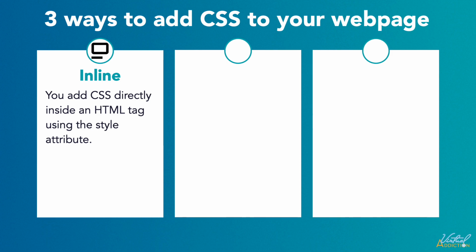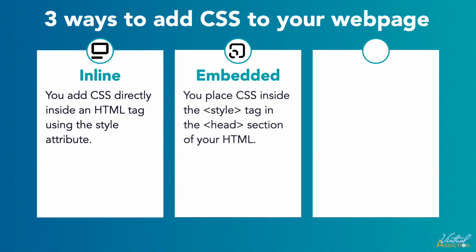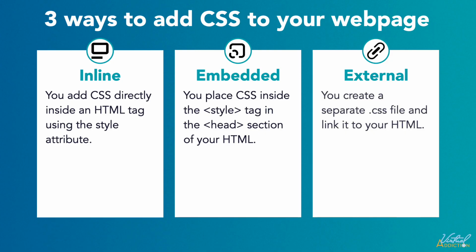First, inline CSS. This means adding styles directly inside an HTML tag using the style attribute. Second is internal or embedded CSS. This is when you place your CSS inside a style tag in the head section of your HTML. And third is external CSS. This is when you write your CSS in a separate file and link it to your HTML document. Each method works, but they are not equally recommended.